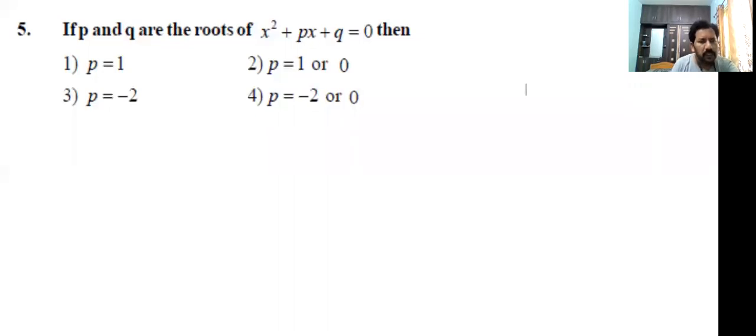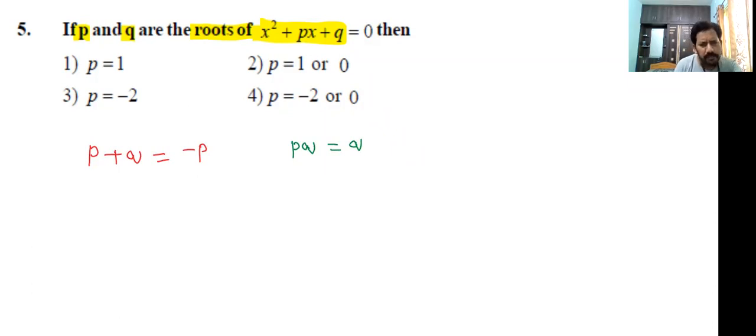Students, see the next question. If p and q are roots of the quadratic equation x square plus px plus q is equal to 0, then see the options. Here we need to find the p value. Okay. First I am going to find the sum of the roots. p plus q, how much? Minus b by a. That means minus p by 1. This is minus p. Product of the roots, pq, is equal to c by a. c is q.